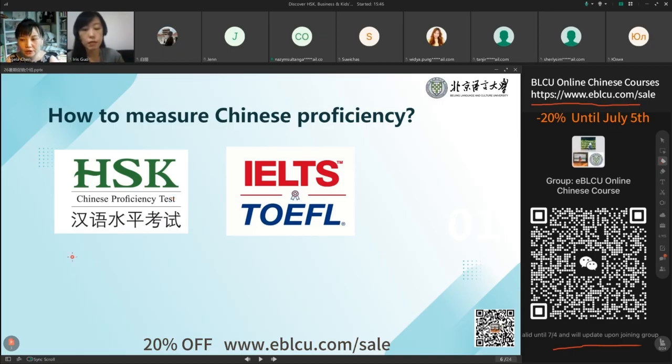HSK. So H stands for Hanyu, S stands for 水平, and K stands for 考试. So HSK, 汉语水平考试, Chinese proficiency test. That's the standard Chinese proficiency test for foreign students.